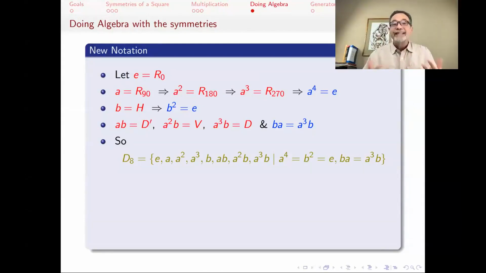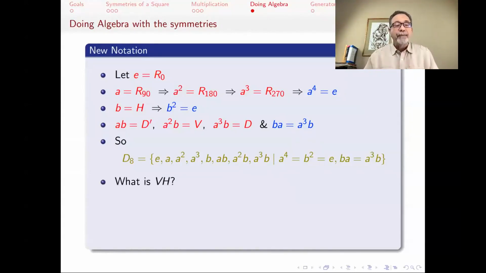I can now write my D8 in terms of these A's and B's. The elements of D8, the 8 elements, the 8 symmetries of the square are E, A squared, A cubed, B, AB, A squared B, and A cubed B. And when I write this, I also want to always remind myself what the relations are, because if I just write those elements without the relations, I might think that from these I can make other ones. I can make A to the fourth, A to the fifth, A to the sixth, B squared, and so forth. I have to remind myself what those relations are. A to the fourth and B squared are both E, and BA is A cubed B. And as we shall see, those relations are going to be enough in the sense that they allow me to reduce any word you write in terms of A's and B to one of these 8.